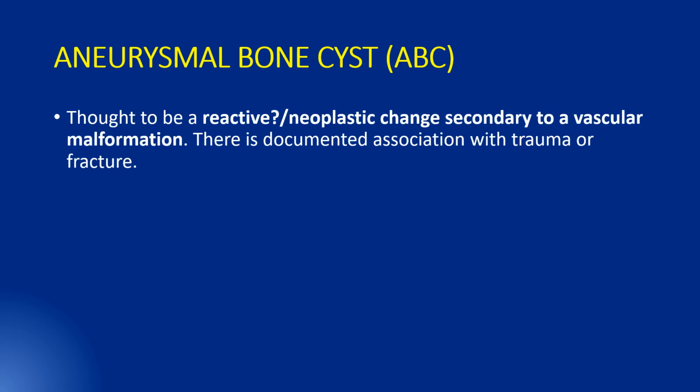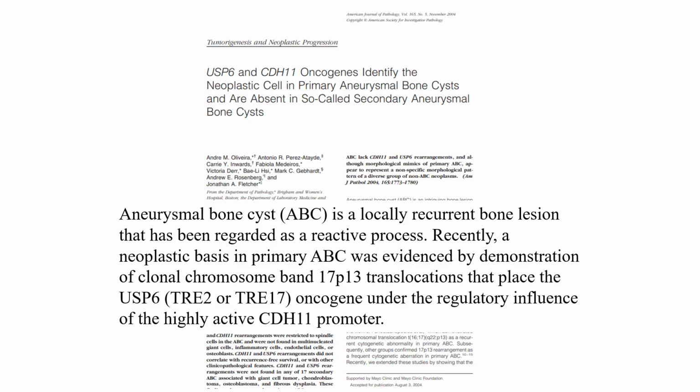Another benign primary bone lesion is aneurysmal bone cyst. It is thought to be reactive or maybe neoplastic change secondary to vascular malformation, and there is a documented association with trauma or fracture. As I mentioned previously, there was always a question about the origin of the aneurysmal bone cyst. Is it a reactive or neoplastic process?